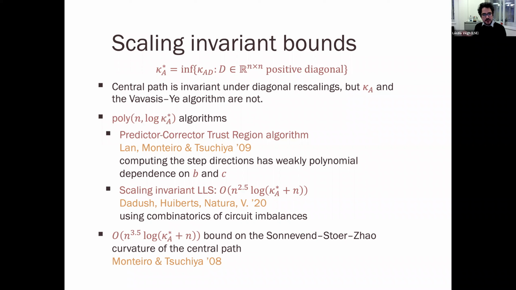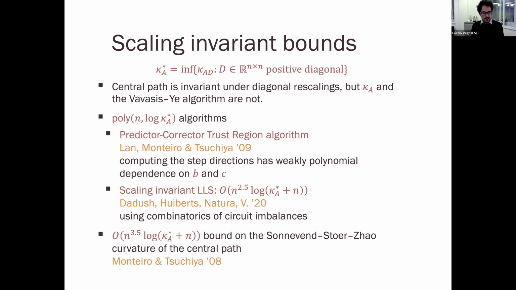So instead of the circuit imbalance measure, one could look at the best possible circuit imbalance measure one can get under diagonal rescaling. So can we improve the dependence on kappa to this kappa star, which can be arbitrarily better? And for this, it turns out that there were two algorithms. There was an earlier one in 2009 by Lan, Monteiro, and Tsuchiya, which will be important in the context of the algorithm I'm presenting today, which is a predictor-corrector trust region algorithm.